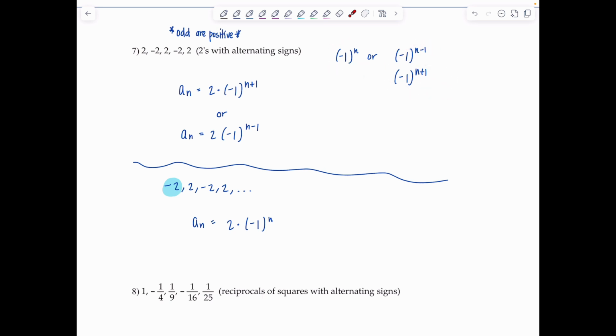You could use either, okay? And then we don't use negative 1 to the n plus 2. Were you wondering? You're like, no, I wasn't wondering, Professor V, but thanks for bringing it up. Let me show you. Negative 1 to the n plus 2.